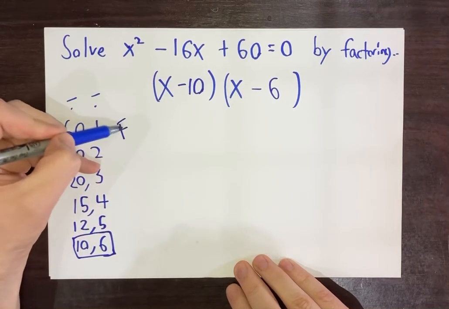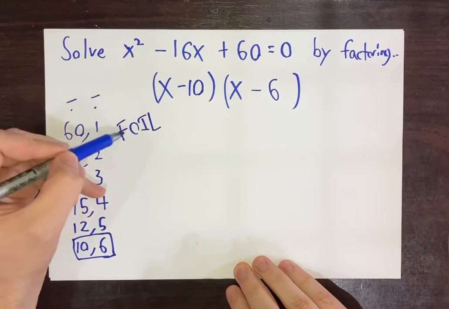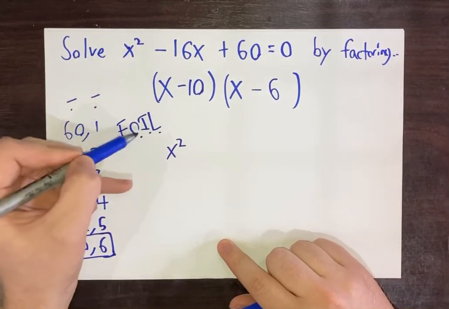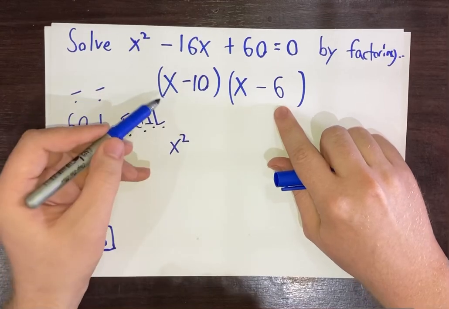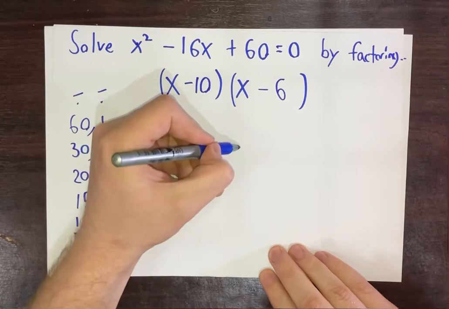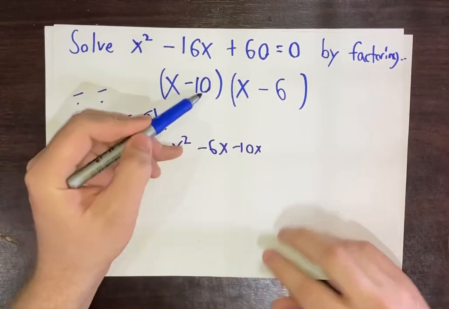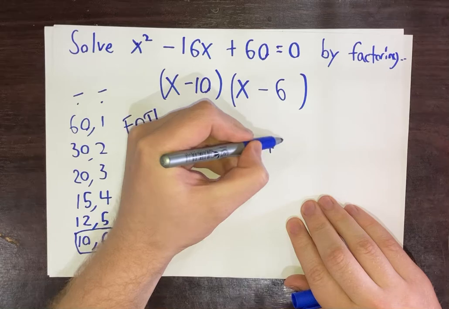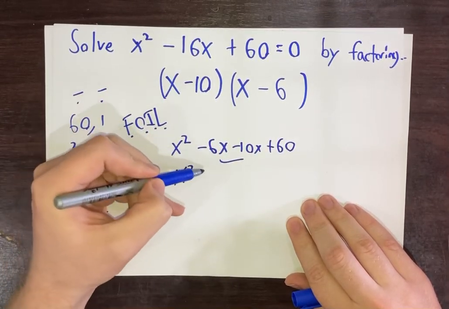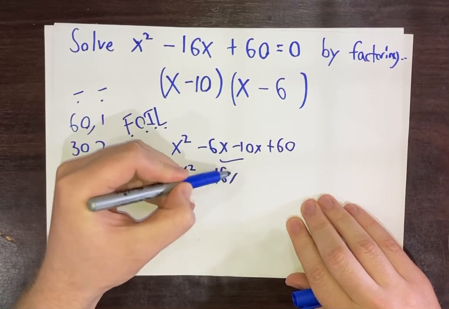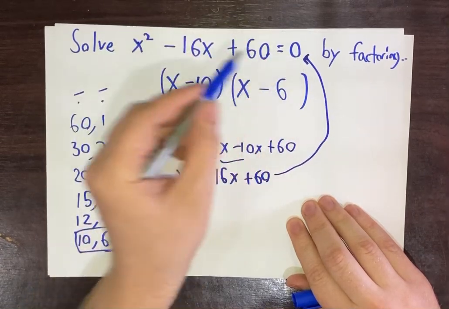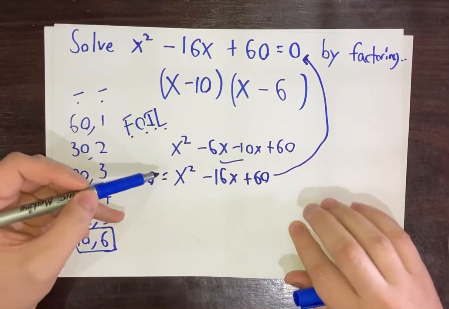Let's do a quick FOIL check to make sure we got the right numbers. Remember, first, outer, inner, last. First, x times x equals x squared. Outer, x times negative 6 equals negative 6x. Inner, negative 10 times x equals negative 10x. Last, negative 10 times negative 6 equals positive 60. Combine these two like terms for a final expression of x squared minus 16x plus 60, which is the same as in our original equation, right? Just set it equal to 0. We've got the same thing.